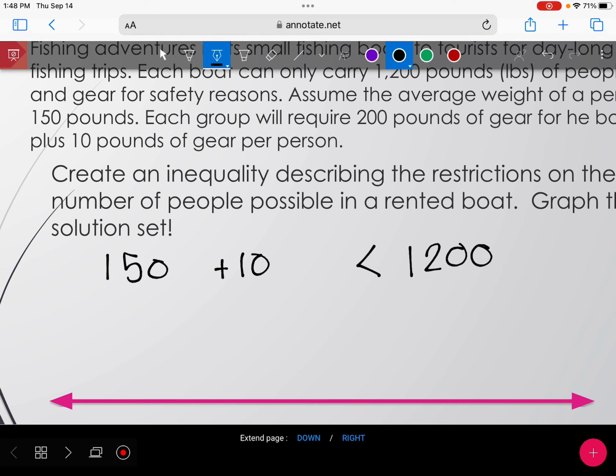It's 150 pounds per person, though. So how many people are we taking? We don't know. X. So what are we going to put an X with? The 150, right? So 150X. And then each person also needs 10 pounds of gear, right? So 10X. And then the boat also needs 200 pounds of gear. So where are we putting that?